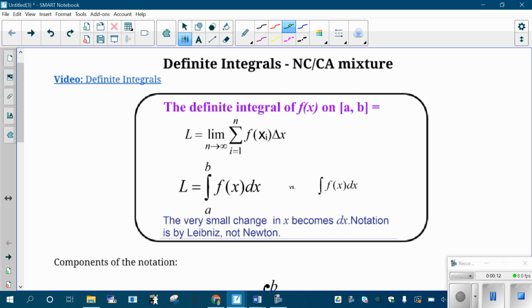Okay? So first off, when we're talking about a definite integral, we're talking about finding the area under the curve. Keep in mind that when we say area under the curve, we really mean the area between the curve and the x-axis. The way that we've been doing this previously in class is using this limit definition of the definite integral, this limit definition of area under the curve.